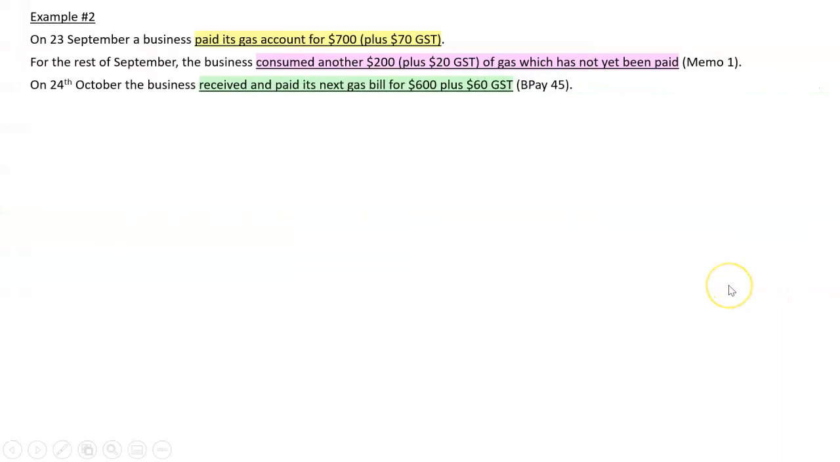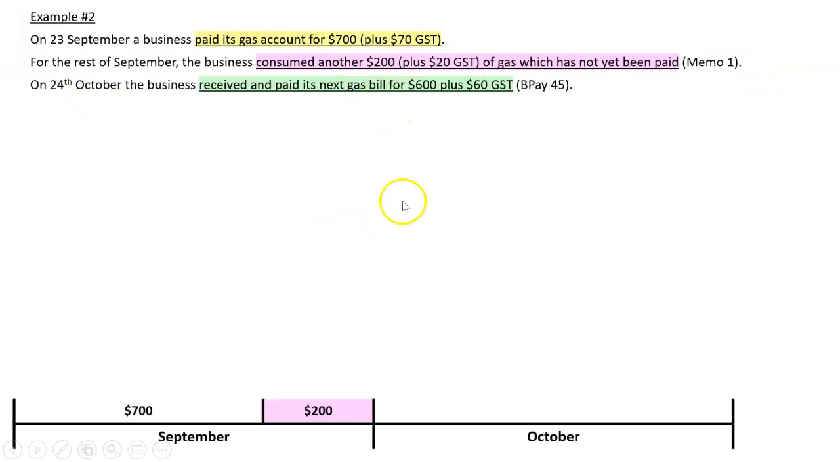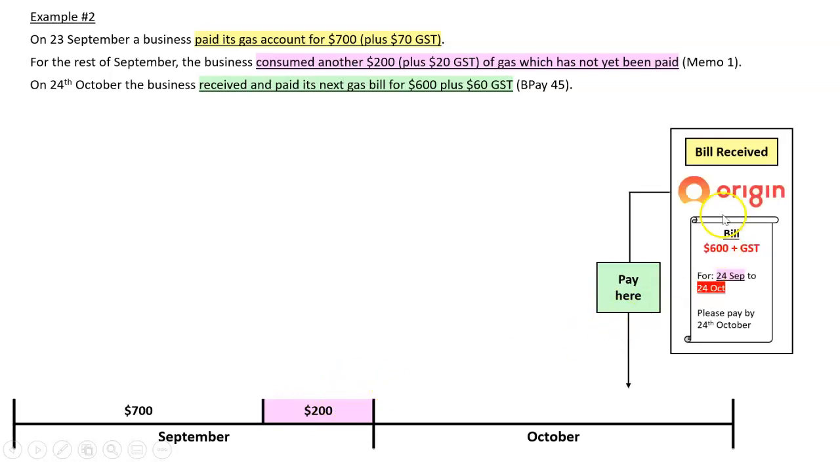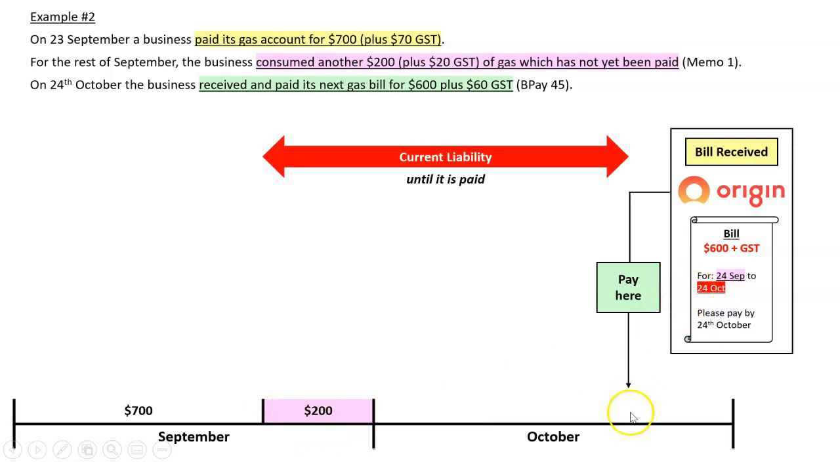Then we get to step 5. That's the tough one. Now, we've got to figure out what is going on. So let's just go through this. I've got this $200 I've incurred for the last week of September. I haven't paid for it yet. I've already recorded that, so we're good with that. Going to get this gas bill here, and it's going to say $600 plus GST. And it's going to go from the 24th of September to the 24th of October. Okay, and there it is. Okay, and I'm going to pay it on the same day.